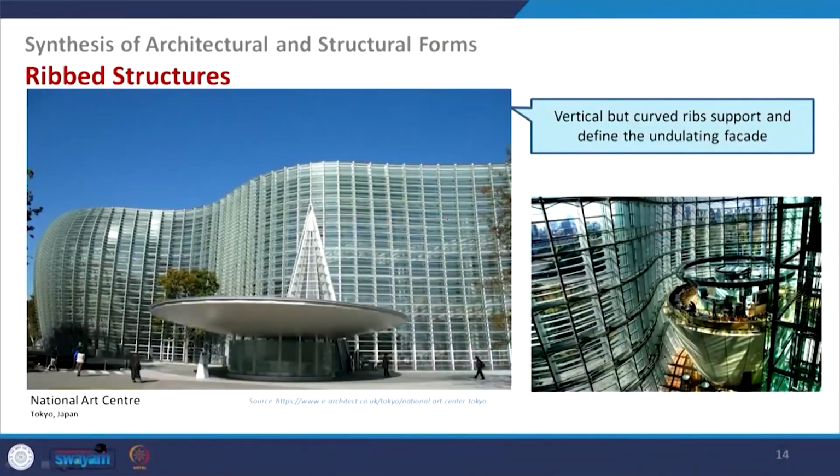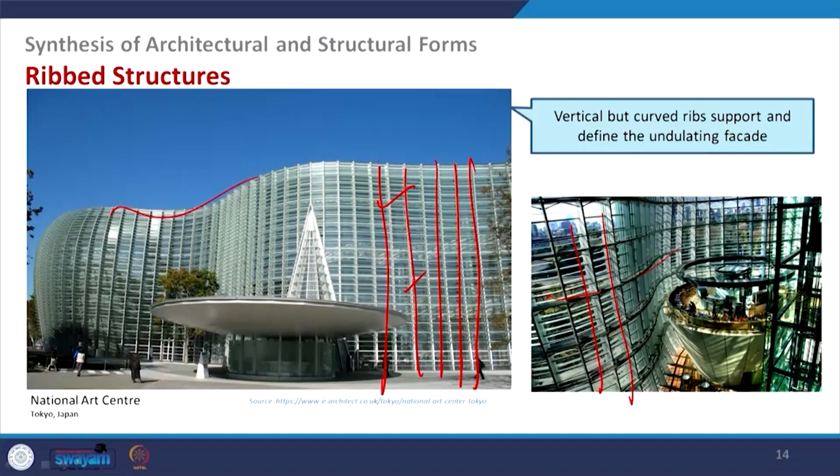Take another example, this is the National Art Center in Tokyo, Japan, and here is another example where you see some vertical member structures and some wavy structure connecting. From inside also, the openness is maintained, but it gives a ribbed, skeleton-like appearance from outside. So, it is very predominant to the building.